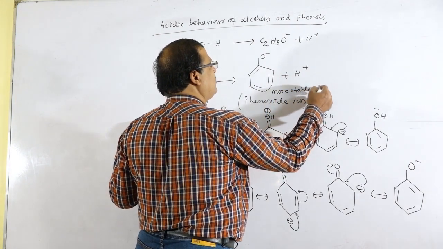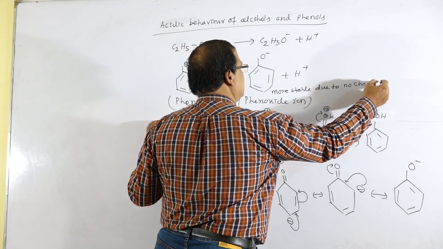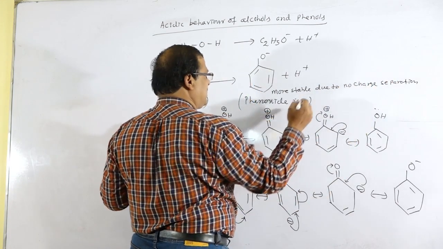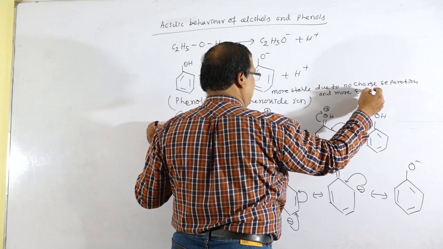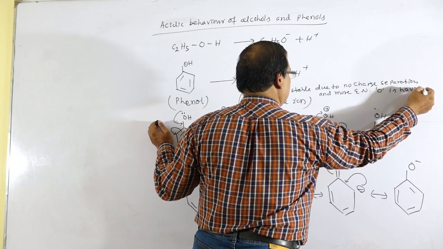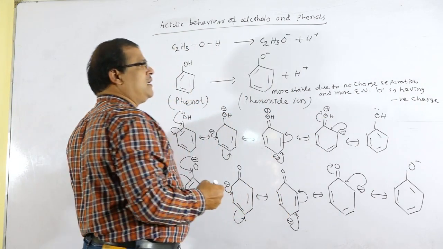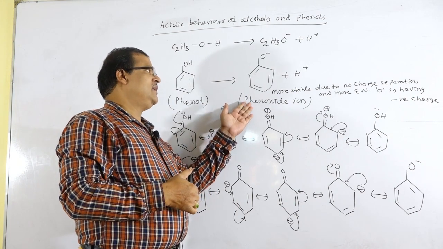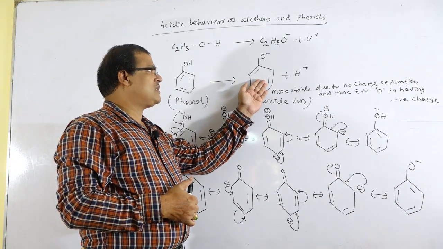More stable due to no charge separation, and the more electronegative element, oxygen, having the negative charge. So among phenol and phenoxide ion, phenoxide ion is more stable.